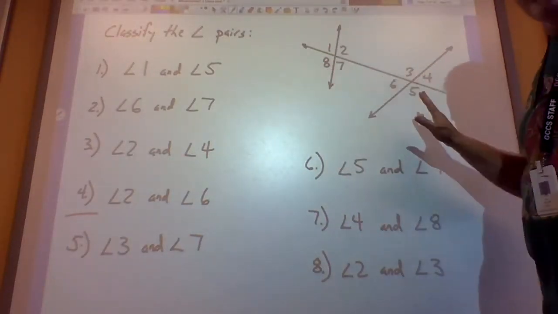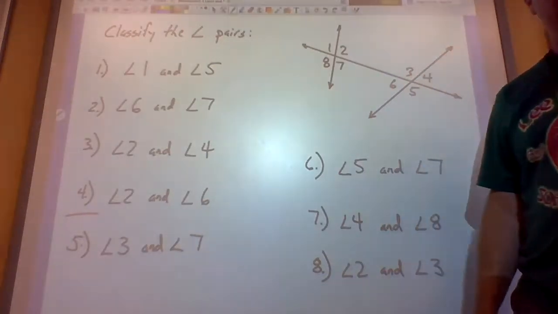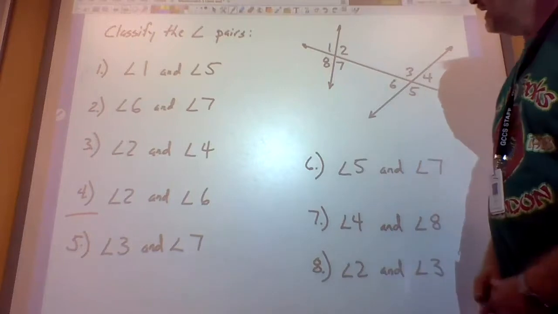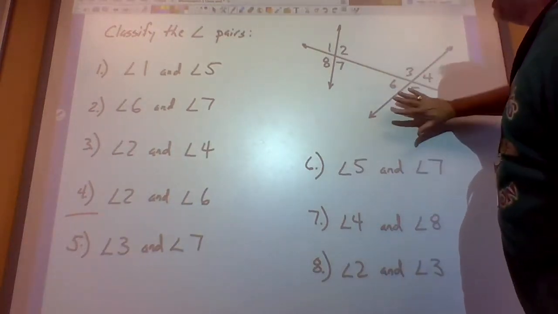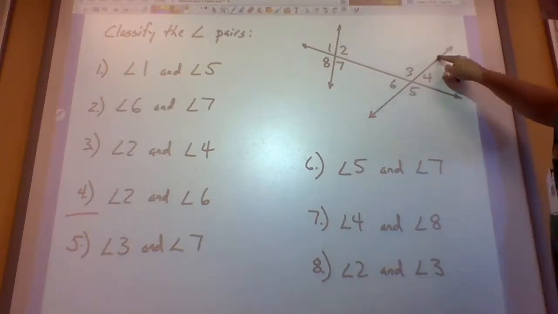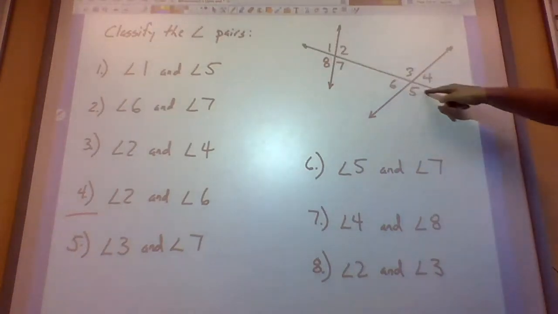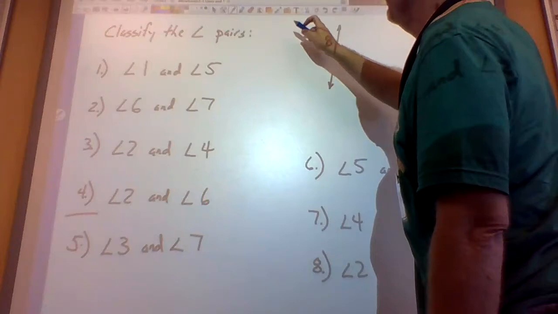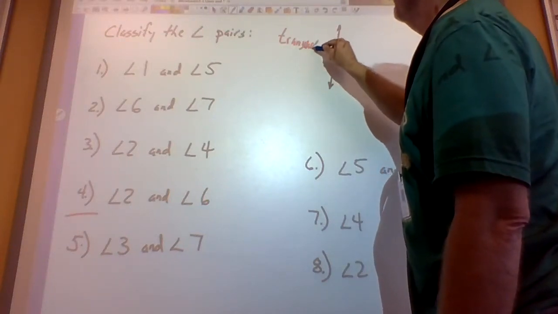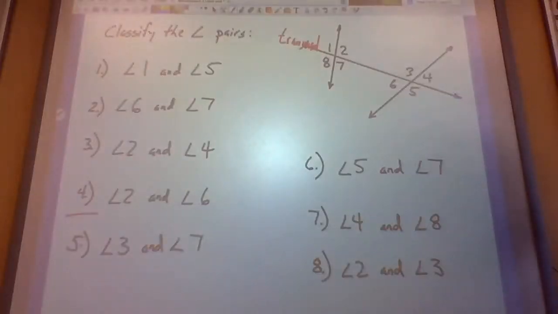But this is a new drawing, so you do need to make this drawing. This one, the angles are numbered differently. So now instead of having a top group and a bottom group, we kind of have a left group and a right group. But we still have 2 lines cut by a transversal. So this is your transversal line. Okay, that's the transversal line.